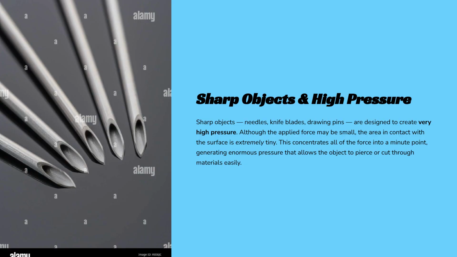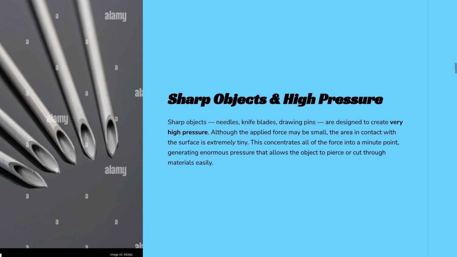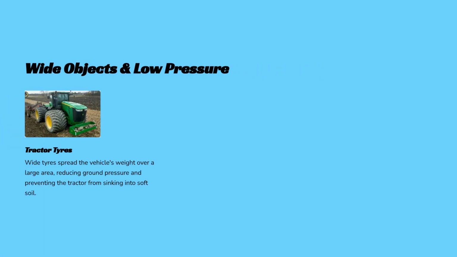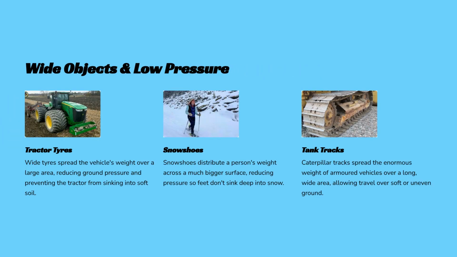By minimizing the contact area, they concentrate even small amounts of force into a tiny point, allowing them to pierce or cut materials easily. On the other hand, wide objects are designed to reduce pressure. Tractor tires, snowshoes, and tank tracks all increase the contact area to distribute weight, preventing vehicles or people from sinking into soft or uneven surfaces.